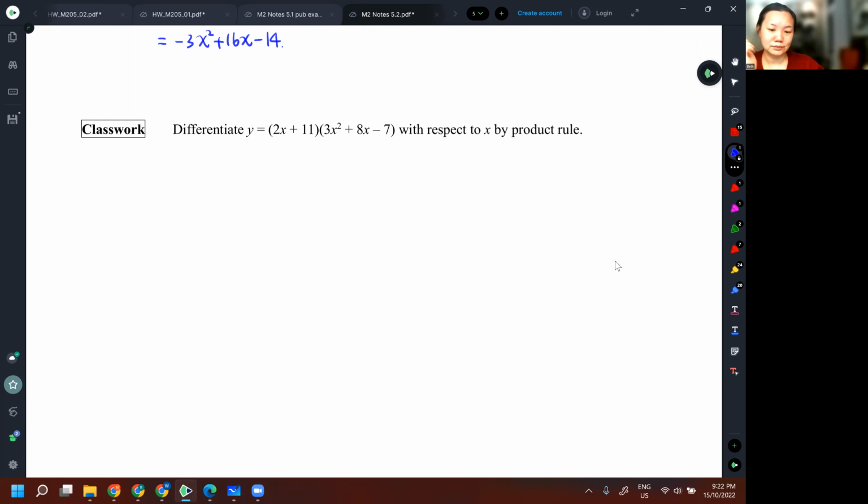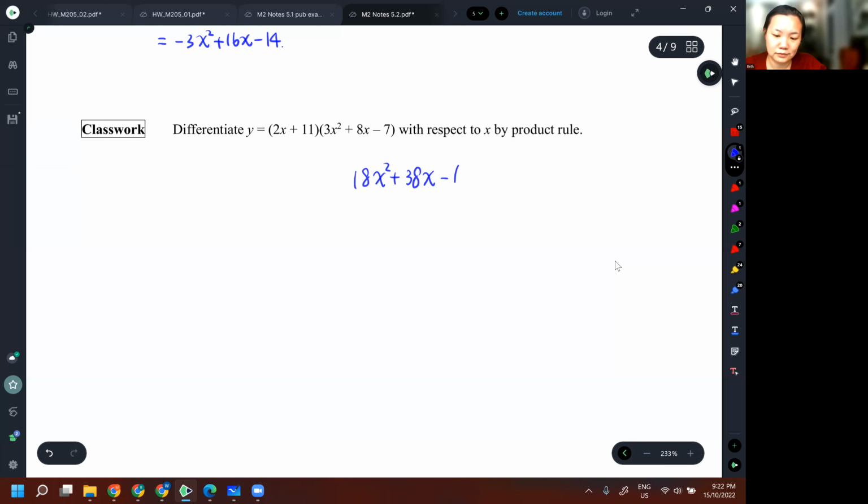Is it 18x squared plus 38x minus 6? I don't know. Do you agree, girls? Do you agree? No objection. Then fine. This is the answer.